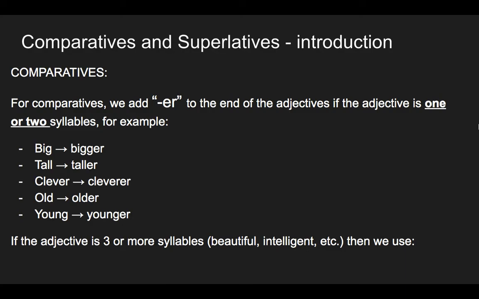If it's three syllables or more, beautiful, intelligent, then we use more and the adjective. So my sister is more beautiful than me. So one or two syllables, we add er. Three or more, we say more plus the adjective. More beautiful, more intelligent.